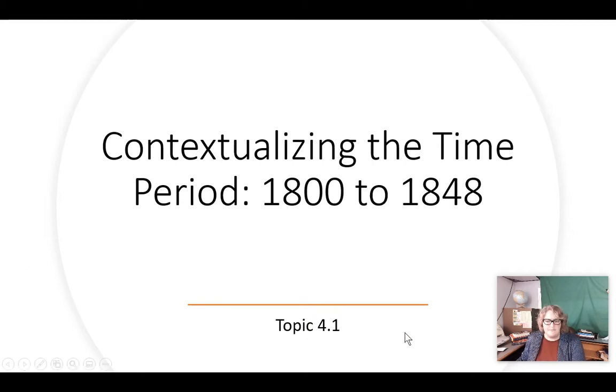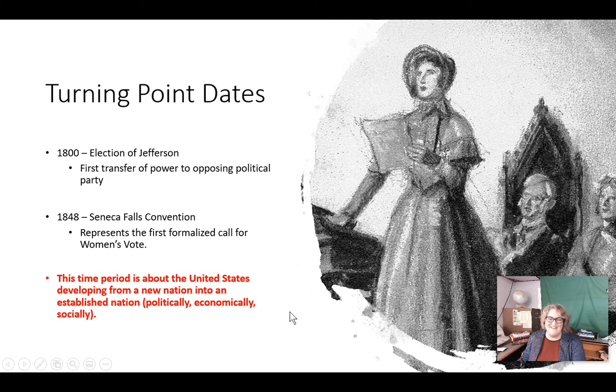So if we're looking at this time period, the first thing we're looking at are the turning point dates. What are the events that represent the beginning and the end? So the first one is 1800, which is the election of Jefferson. And we have already spoken about this one because this is also the turning point date that represents the end of time period 3. So this is the first transfer of power to an opposing political party in the United States, in terms of political power.